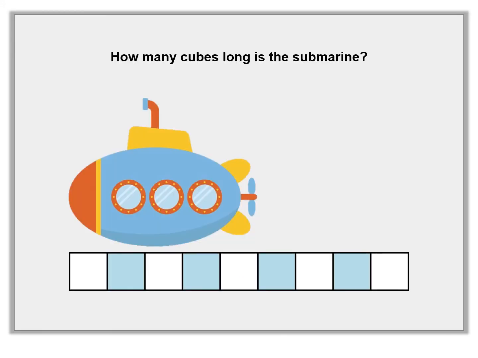Right, so we're looking at how long something is today using different items. So here we've got cubes. Now to help us see how many cubes long this submarine is, it's a good tip to draw a line to where the item stops, and you'll be able to see very clearly how many cubes you need to count. And then I'm going to cross them off. 1, 2, 3, 4, 5. And therefore this submarine is the same length as 5 cubes.